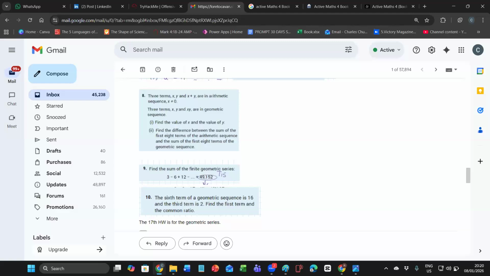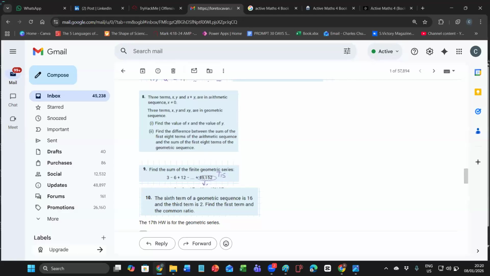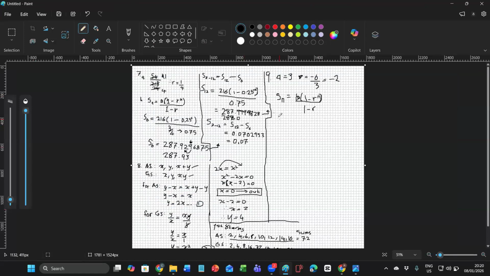Let's quickly find that out. 49,152. Cn equals to R to the power n minus 1.